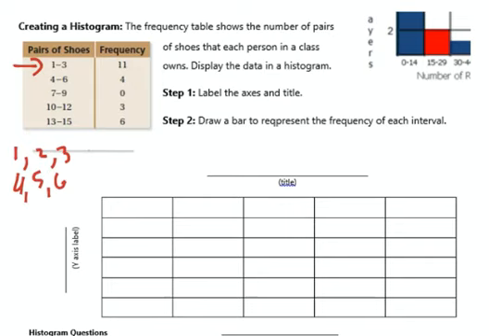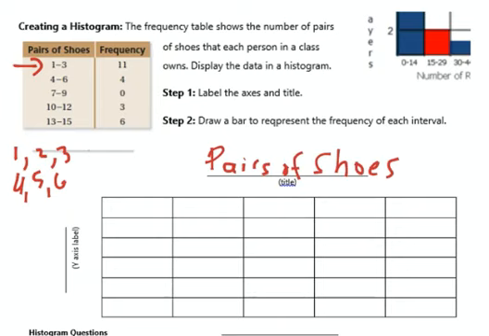Okay, step 1, label the axes and the title. I don't care what you label the title, as long as it has something to do with pairs of shoes, or number of shoes, or shoe histogram. So I'm going to just write pairs of shoes. Student shoes, it's really up to you.